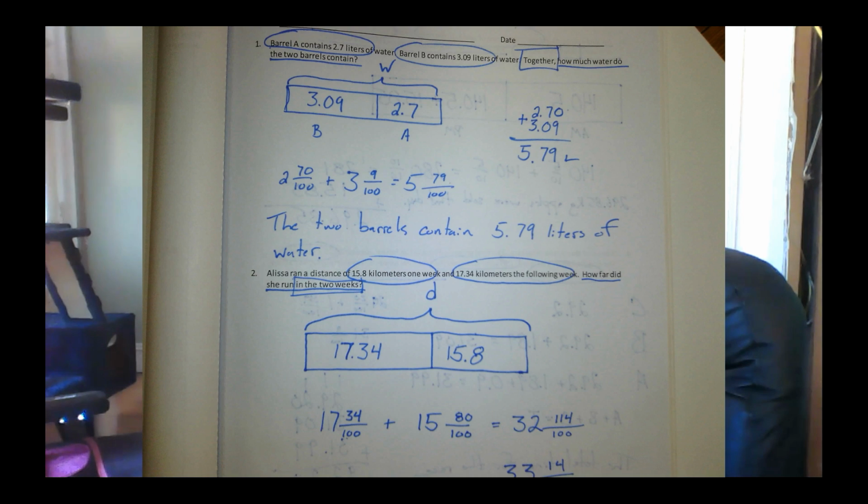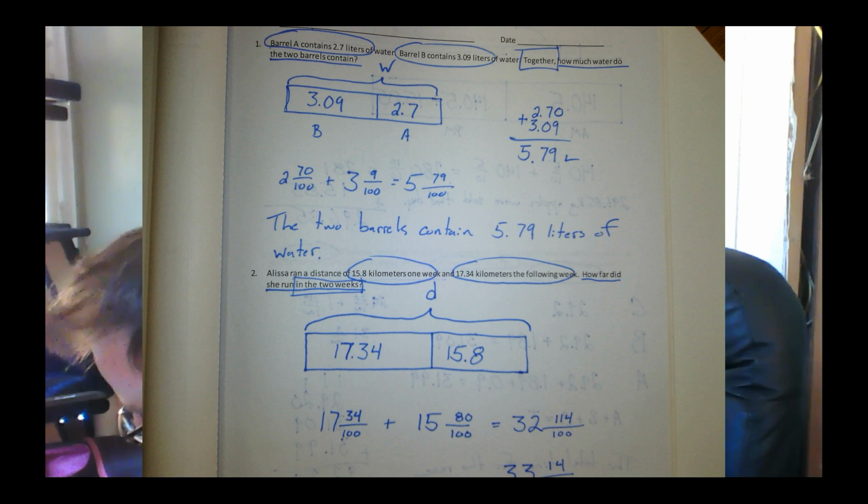Barrel A contains 2 7/10 liters of water. Barrel B contains 3 9/100 liters of water. Together, how much water do the two barrels contain? So what do we see here? Important numbers, right? I see barrel A, 2.7 liters. I see barrel B, 3.09 liters. 2 7/10, 3 9/100.